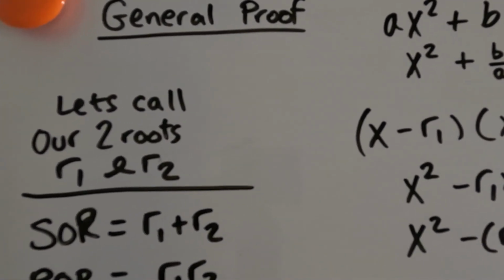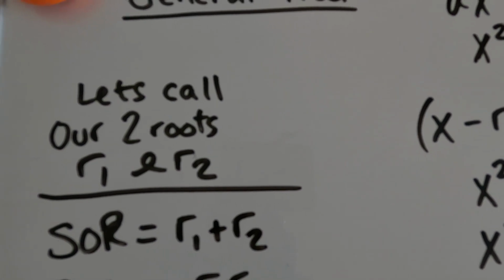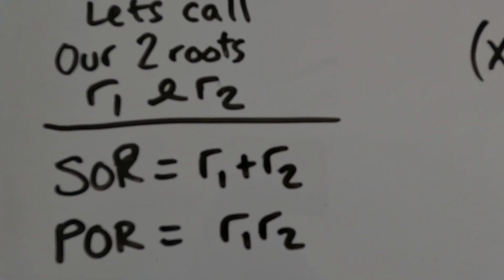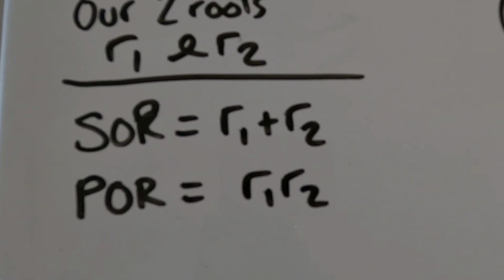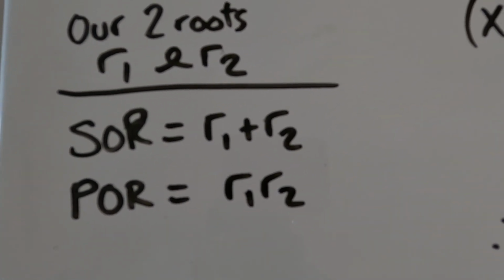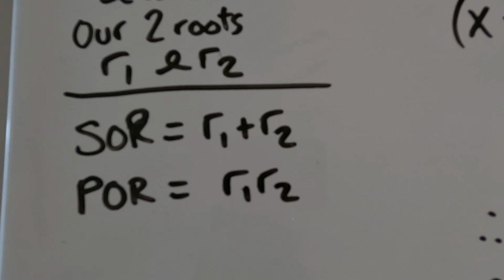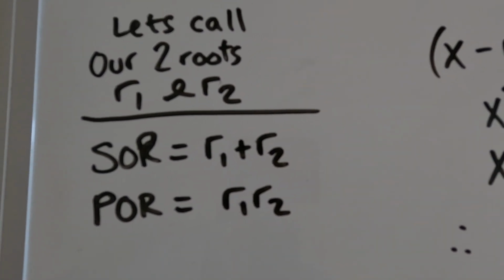Now let's call our two roots r1 and r2. So the sum of the roots, SOR, is equal to r1 plus r2. The product of the roots, POR, equals r1 times r2, but we just write it as r1 r2. Okay?